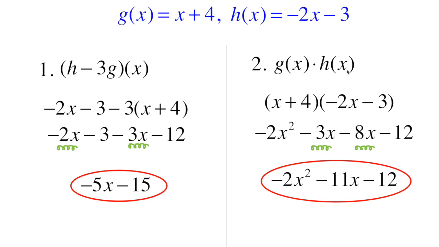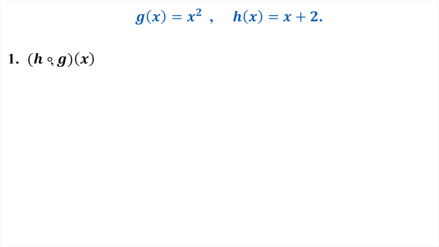Now let me fast forward here. This is something new. This is a composition of a function. And this is h of g of x. Okay, this is not h o g, but h of g of x. Okay, and it can be written sometimes like this. Sometimes you'll see this, h of g of x.